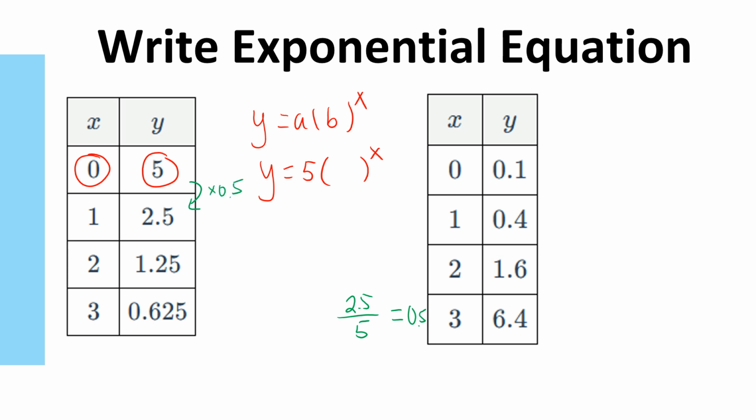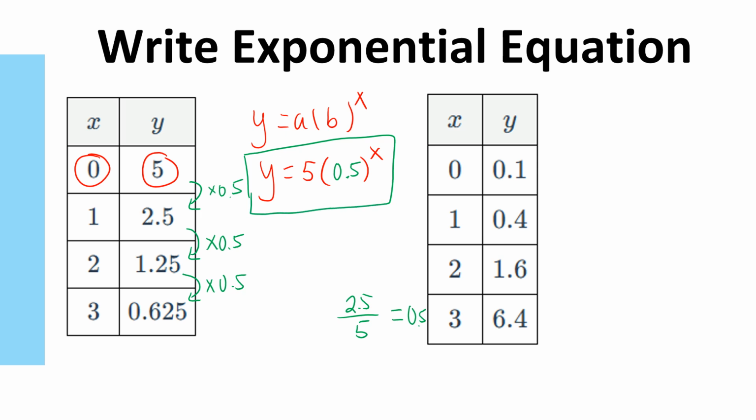And in order to be exponential, you have to multiply by the same amount each time. So 2.5 times 0.5 should give you 1.25. And then 1.25 times 0.5 should give you 0.625. Use your calculator to verify, and you will see that that's true. So therefore, the factor b is going to be 0.5, or you can write it as 1/2 if you want to.